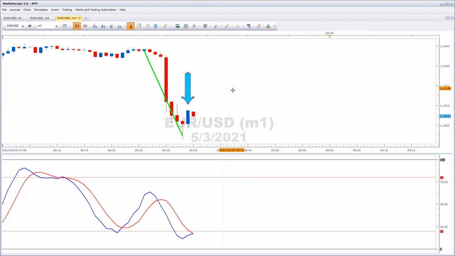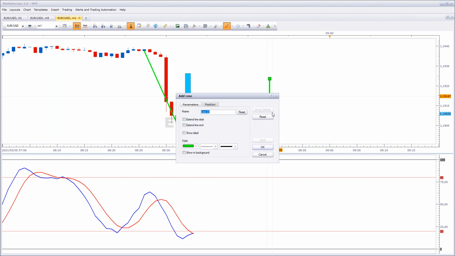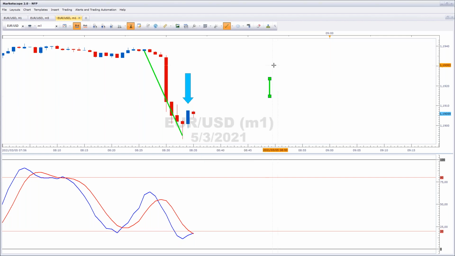I'll explain that in a moment. I'm trying to keep an eye here. So, all right, reference candle reversal, something like this. Something like this. Okay, that's what we're looking for.